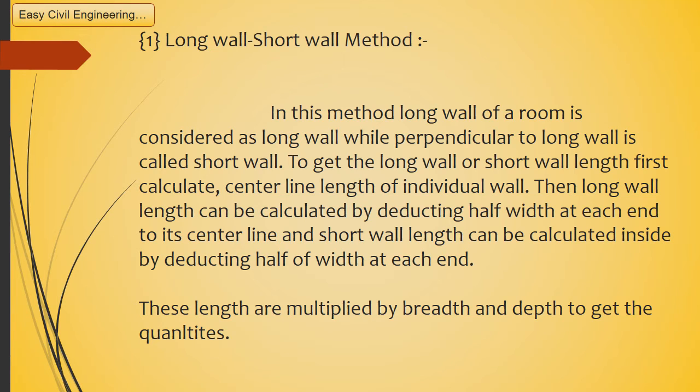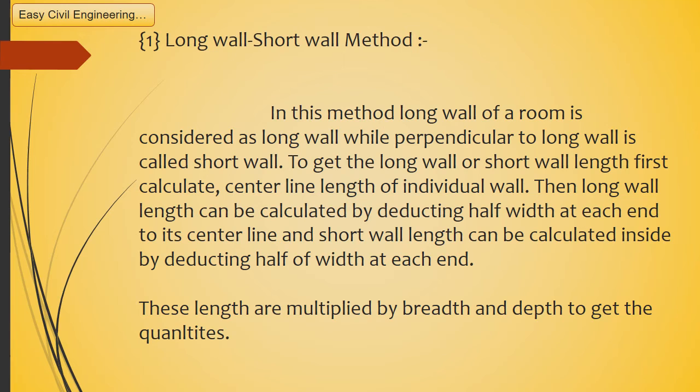Then the long wall length can be calculated by deducting half the width at each end from its center line, and the short wall length can be calculated inside by deducting half of the width at each end. So this is called the long wall short wall method.